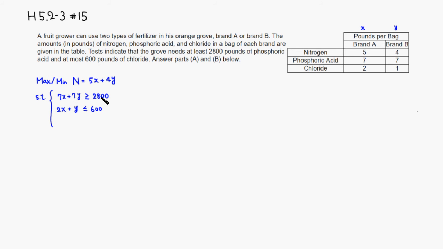Then just to be realistic, we can add the non-negative constraint: X and Y have to be greater than or equal to 0. So let's sketch the feasible region. We're going to draw the y-axis here, and here is the x-axis there.